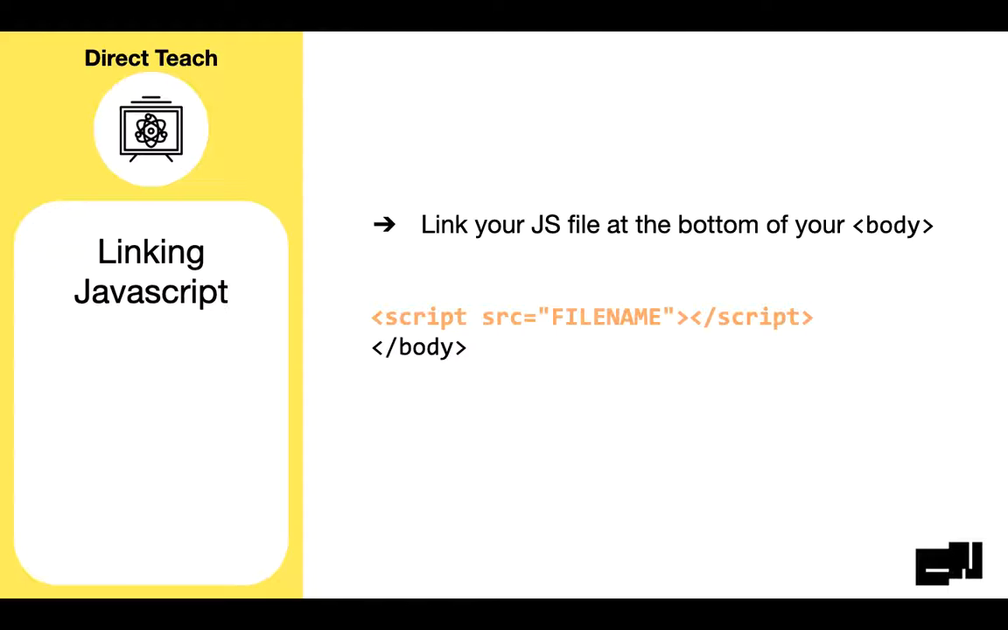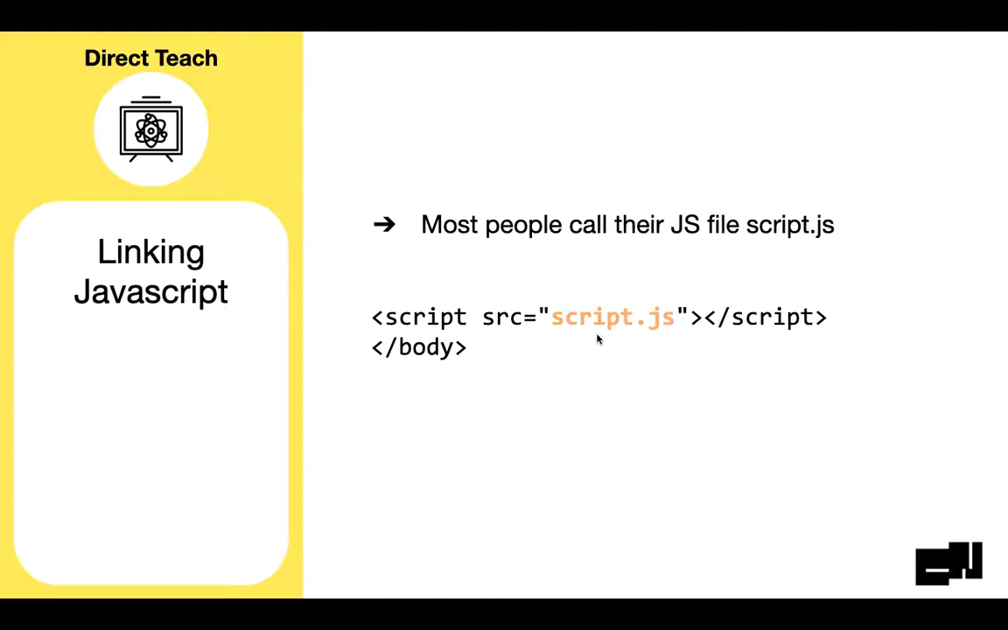When you link your JavaScript, you're going to link that at the bottom of your body, right before the closing body tag, and you're going to see that we call it a script, src, like an image, and then again, the file name. Most people call their JavaScript file script.js, but again, Repl.it calls it index.js.